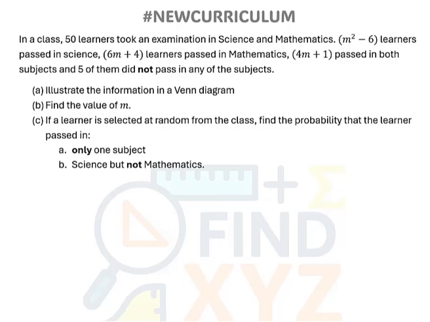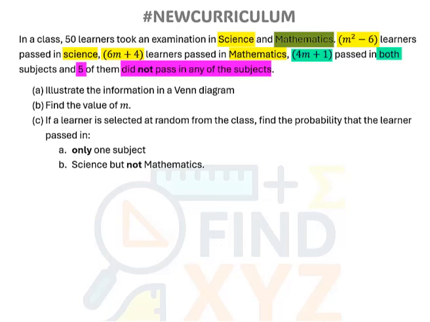We are still on the new curriculum questions. Let's try this one. In a class, 50 learners took an examination in science and mathematics. m squared minus 6 of the learners passed in science and 6m plus 4 of the learners passed in mathematics. 4m plus 1 passed in both subjects and 5 of them did not pass any of the subjects.